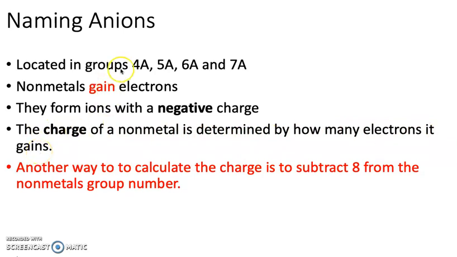Okay, so we can look at the table. Group 4A, they always have a 4 minus. Group 5A has a 3 minus, 6A has a 2 minus, and 7A has a 1 minus. You can just remember that. Or another way to calculate the charge is to subtract 8 from the nonmetal's group number. Okay, 4 minus 8 is minus 4. 5 minus 8 is minus 3. 6 minus 8 is minus 2. 7 minus 8 is minus 1. Okay, that's essentially where it comes from.